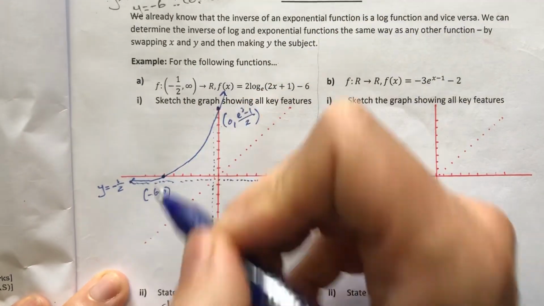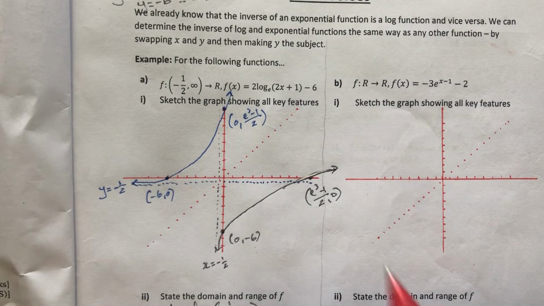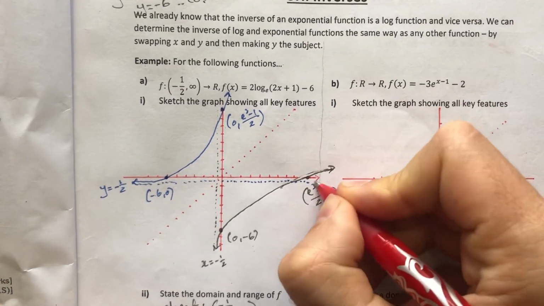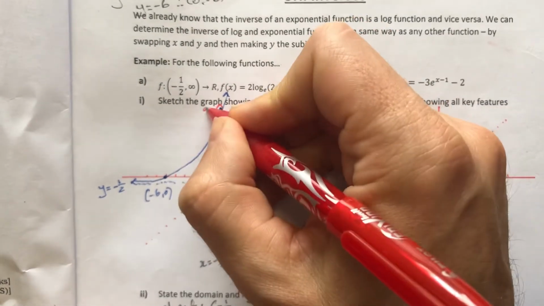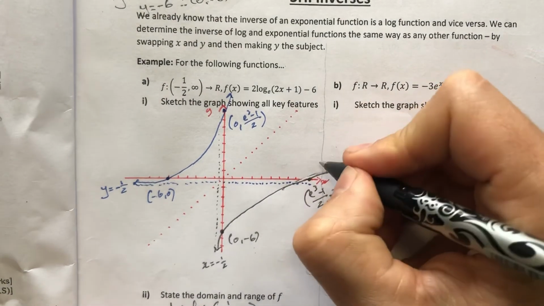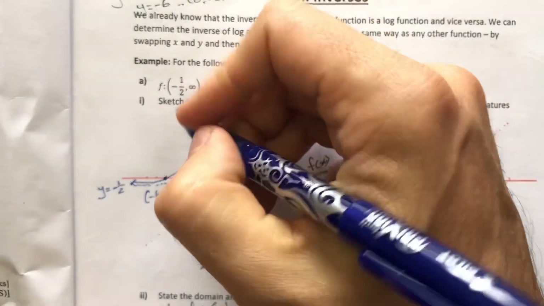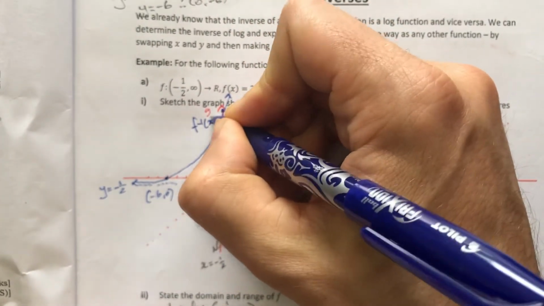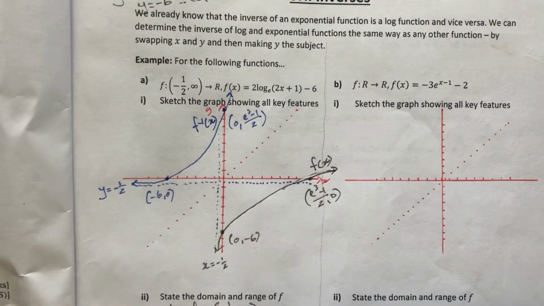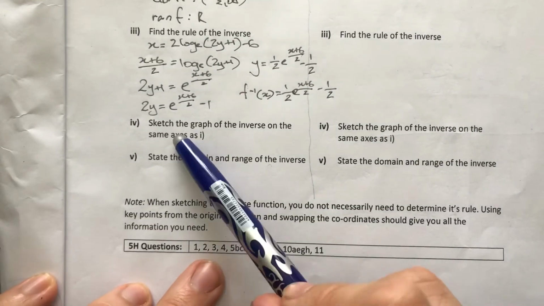Keeps on going that way. Keeps on going that way. And I need to make sure I label my axes as well and actually show which graph is which. So that's my x, that's my y. The black one is f of x, and the blue one was its inverse. There we go.